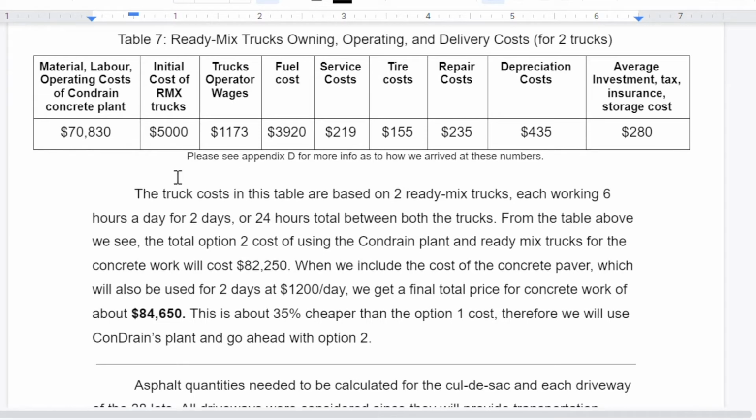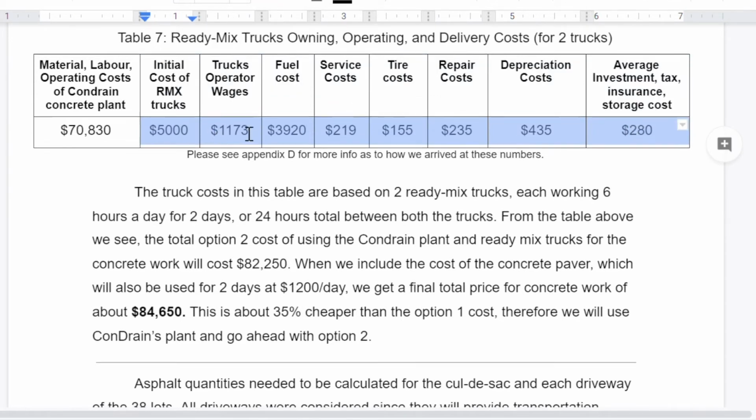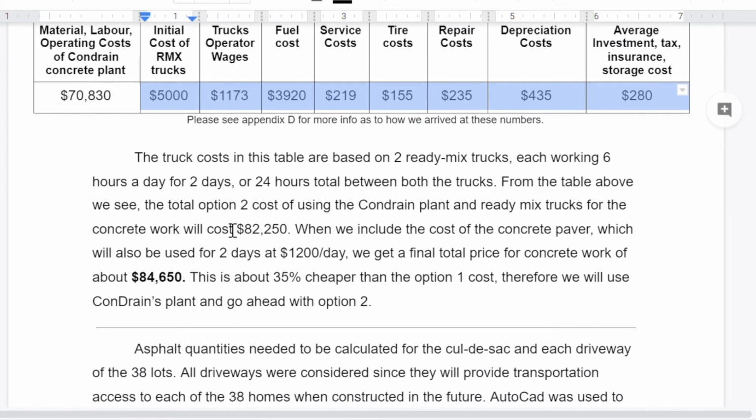So finally, once we add these costs here to the 70,000, we get a total cost for option 2 of about 85,000. That's quite a bit less than option 1, and so we're going to go with option 2 for concrete, using the Condrain services and batching plant.